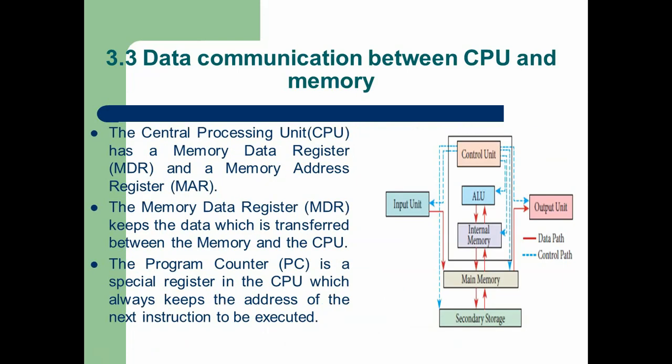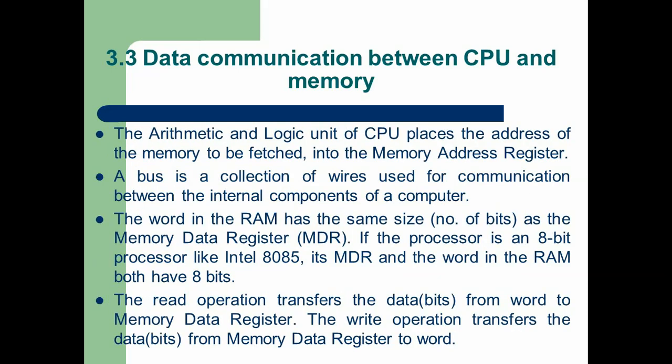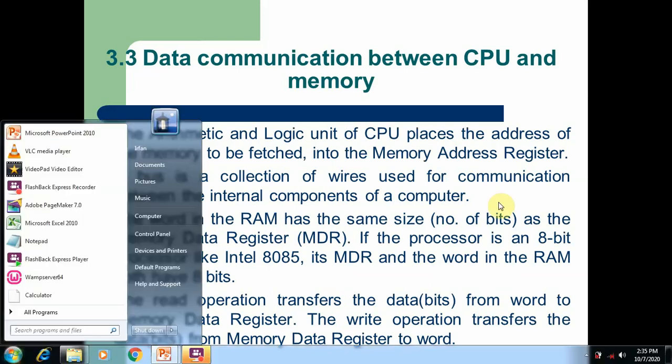The first term is MDR, which stores the data transfer between memory and CPU. Next is the PC, program counter, which keeps the address of the instruction to be fetched. Next is the MAR, which stores the address of the data. The fourth term is the bus. Bus is a collection of wires used for communication between internal components of memory devices.